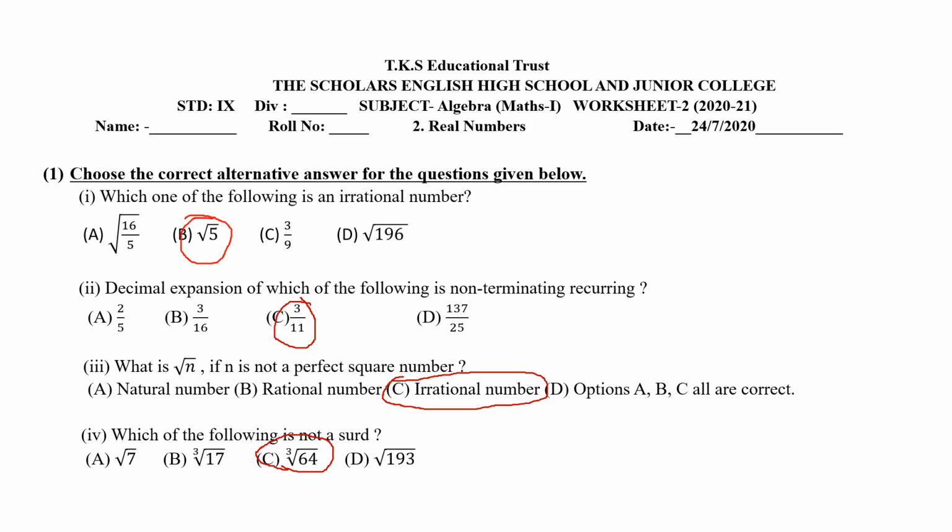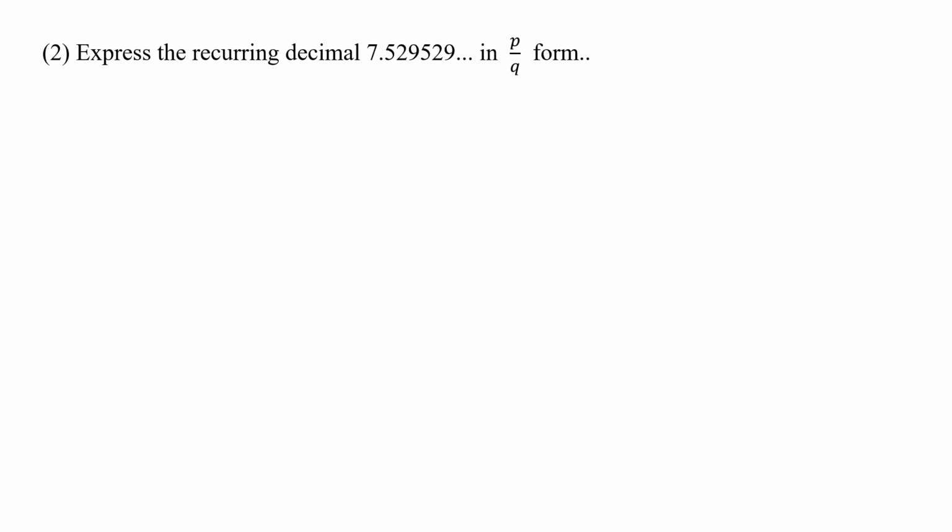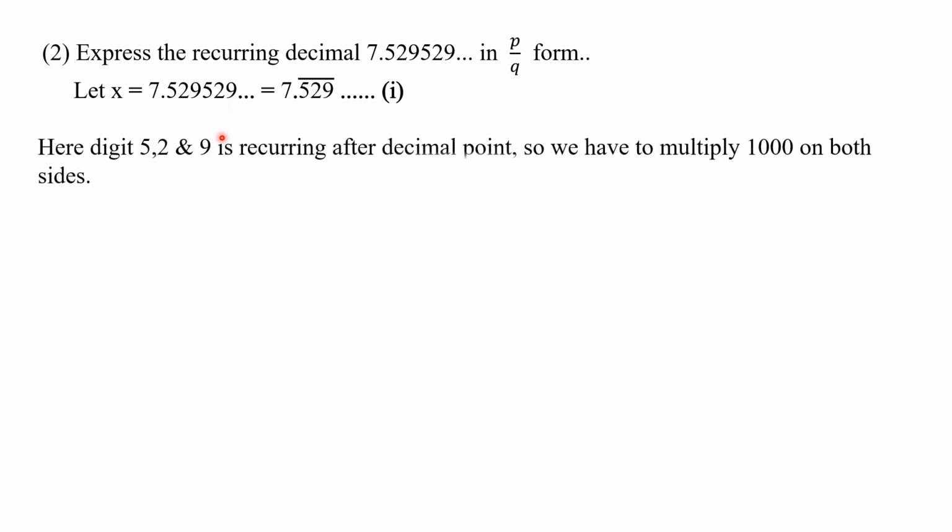Now we'll move to our second question. What is given, students? Express the recurring decimal 7.529529 in p upon q form. So let's start. Let x equal to 7.529529, that we can write in this manner, that is 7.529 with a bar over it, because these digits are recurring. Three digits after the decimal are recurring. Here the digits 529 are recurring after the decimal point.